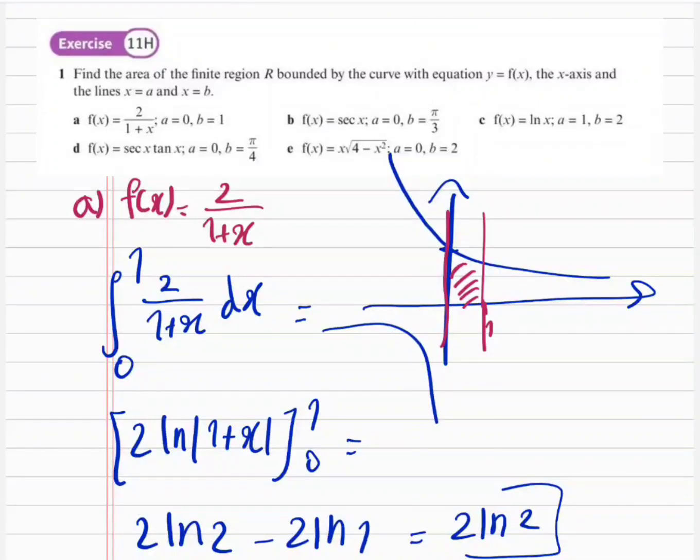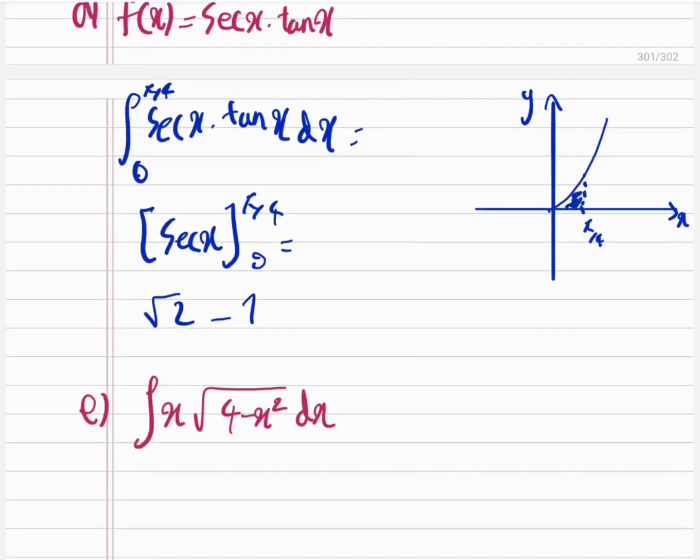Hi everyone, this video is an exercise 11H question 1e. So we want to find the area of the finite region that is bounded by the curve f of x, which is x root 4 minus x squared, with the x-axis and the lines x is equal to 0 and x is equal to b.